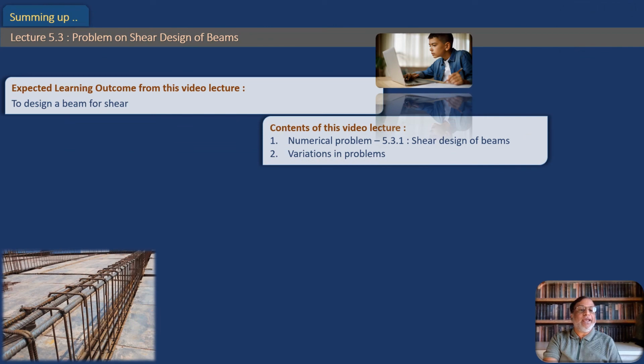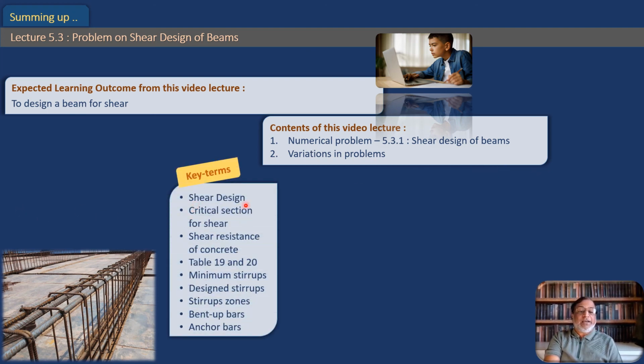And friends, now we come to the end of this lecture. We sum up. This was lecture 5.3, problem on shear design of beams. The expected learning outcome of this problem was to design a beam for shear. The contents of this video lecture were: 1, the numerical problem 5.3, complete solution for shear design of beams. And the second point was variations in the problem. We used some key terms: shear design, critical section for shear, shear resistance of concrete Vuc, Table 19 and Table 20 of IS 456-2000, minimum stirrups, designed stirrups, stirrup zones, bent up bars, and anchor bars.